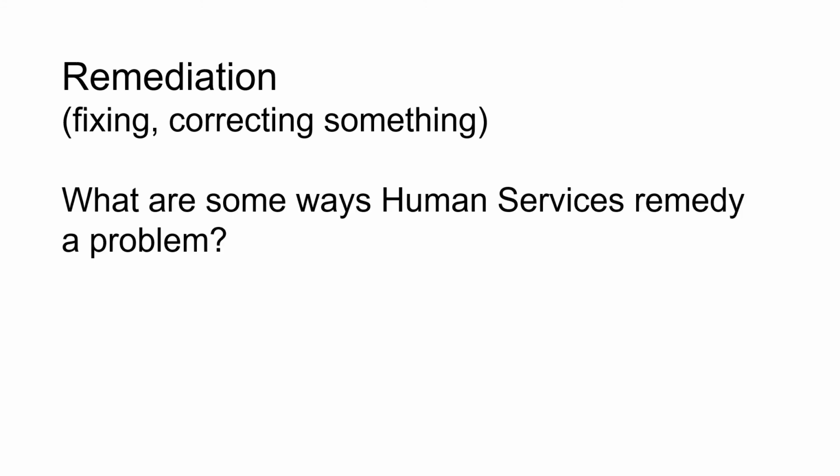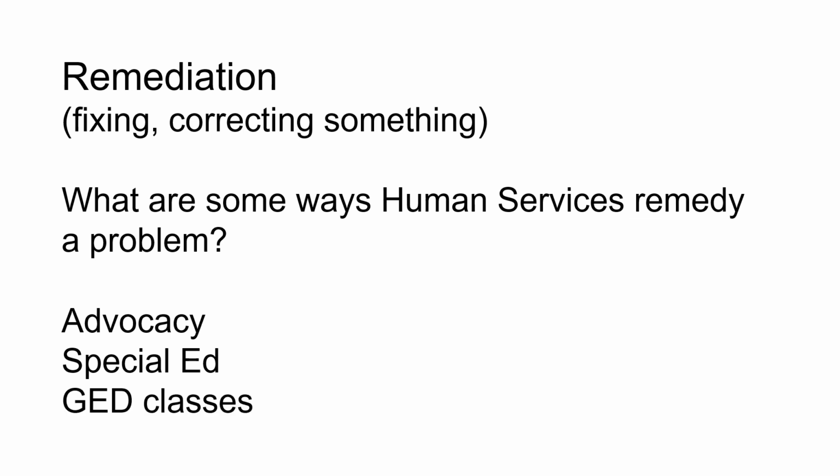Remediation is actually fixing, correcting something. So, what are some ways that human services try to remedy a problem? Well, they're not fixing the person, they're working on the larger problem, and that might involve advocacy for change in some part of the system, or special education to give people the educational focus that they need. GED classes will help people to fix their struggles by not having a high school diploma.